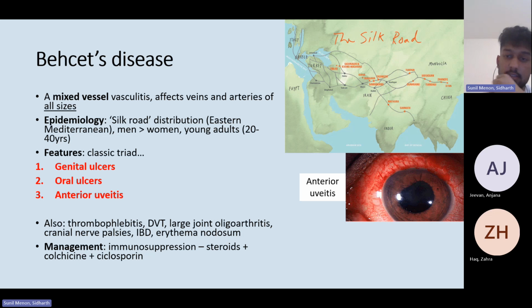You can get the other symptoms of arthritis, obviously. You can get erythema as well. There's no definitive diagnosis. It's a clinical diagnosis. Management is to treat the symptoms, and then immunosuppressive treatments like steroids, azathioprine, methotrexate, biologics. Yeah, colchicine, cyclosporine.